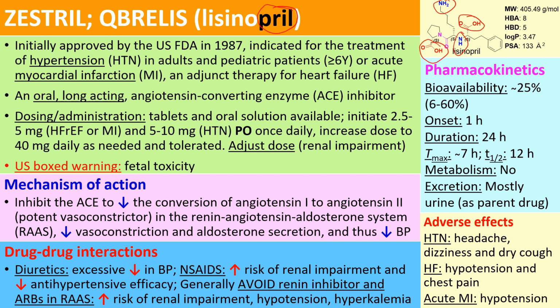Pharmacokinetics, the bioavailability is around 25%, onset about 1 hour, duration 24 hours, Tmax about 7 hours, half-life 12 hours. Metabolism, this medication is not really metabolized, so there's no metabolism. Excretion, mostly urine as the parent drug molecule, so we have to be mindful for patients if they have impaired renal function, and adjust the dosing accordingly.